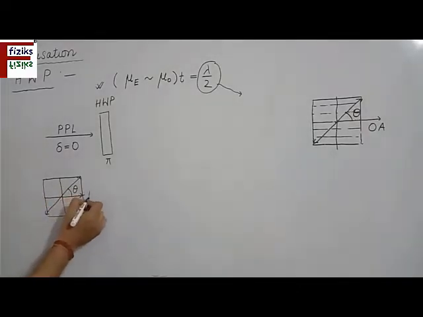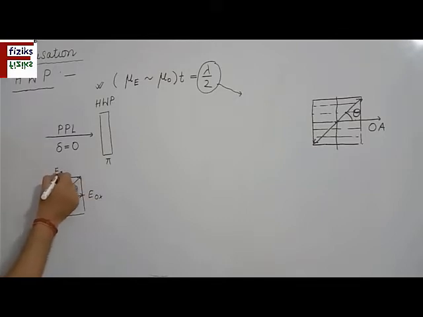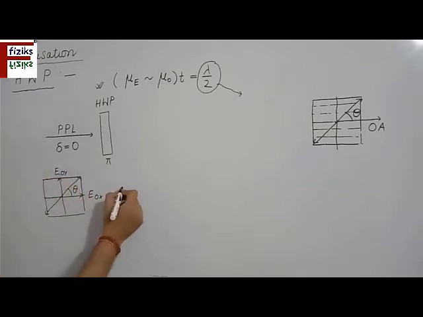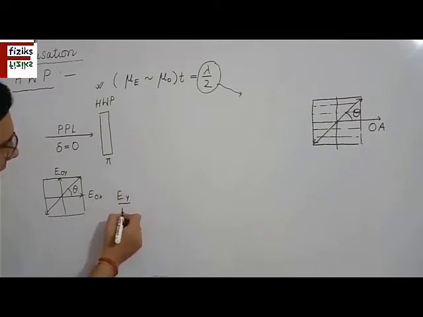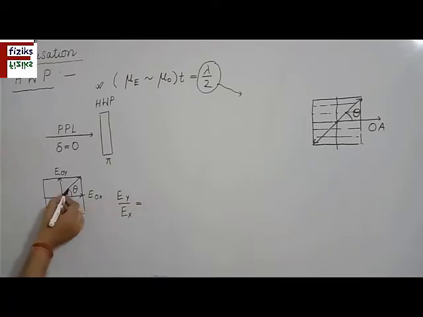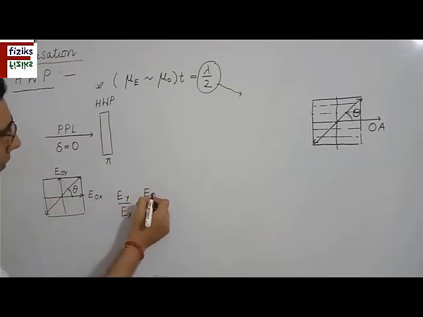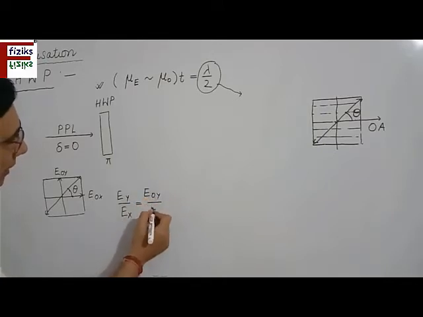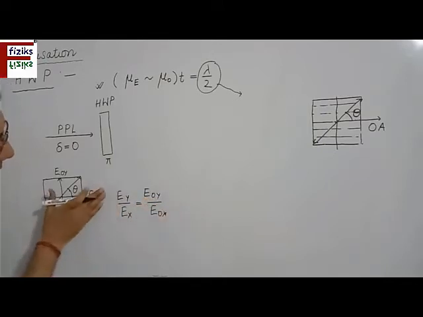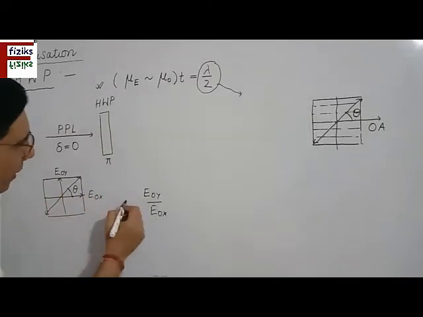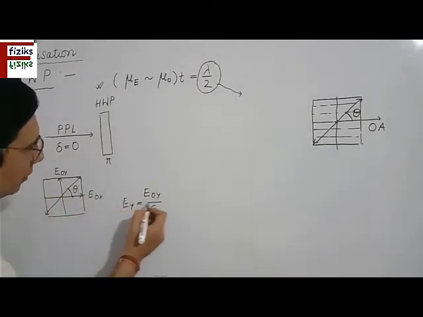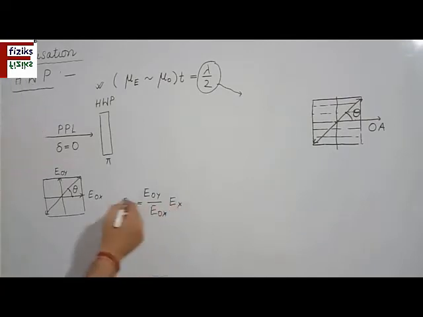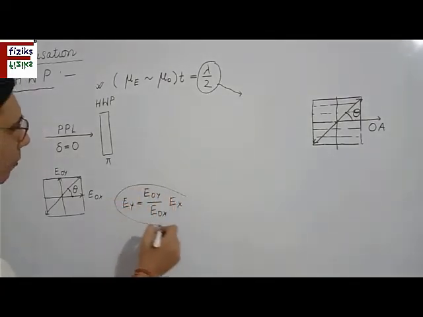So this component is E naught x, this component is E naught y. Now this is plane polarized light, so Ey upon Ex will be equal to the slope of this. This is tan theta. Tan theta is equal to E naught y by E naught x. So I can write this equation as Ey equal to Ex. So this is a linearly polarized light or plane polarized light.